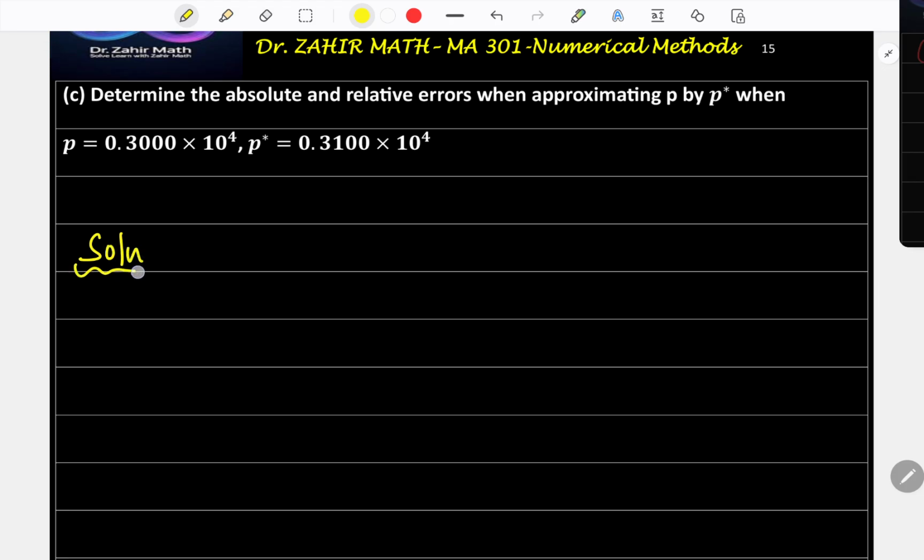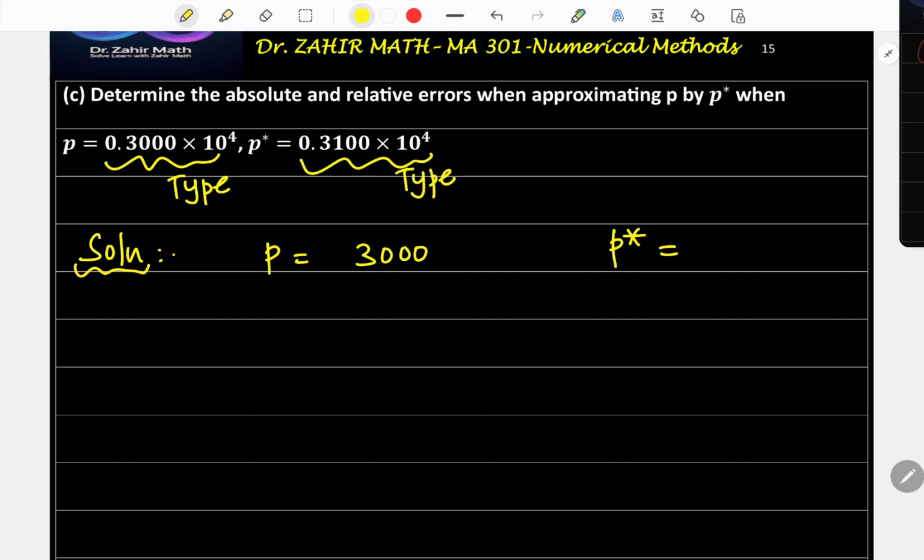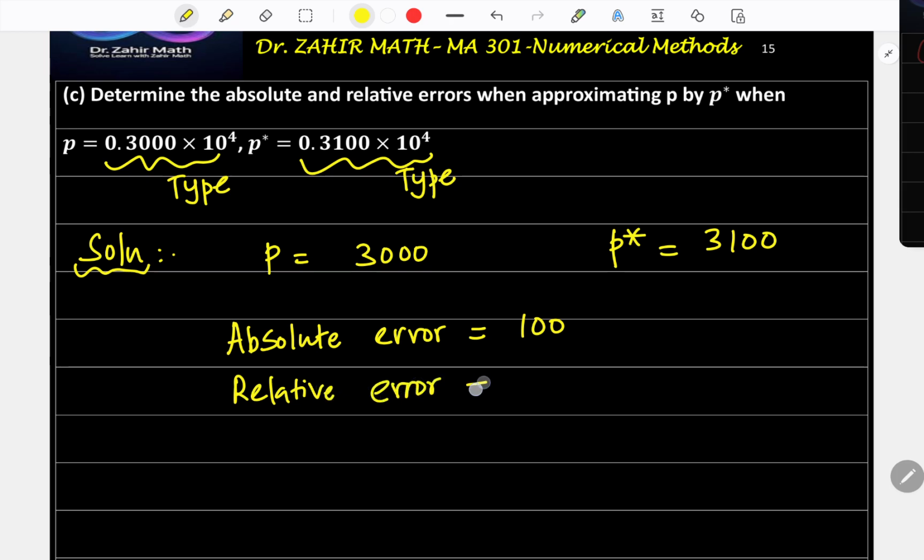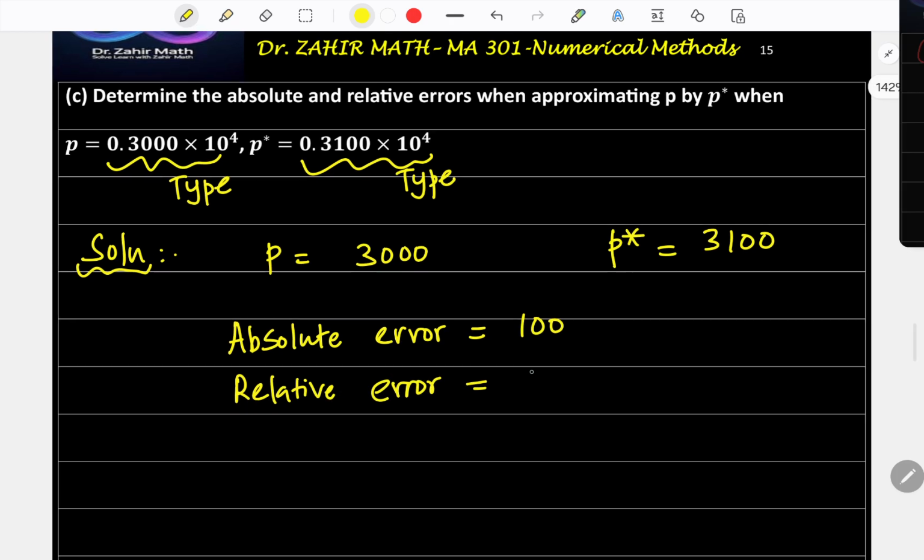Let's start. So let's do the solution, right? So again you type this in the calculator and get the correct value. Type this in the calculator, again get the correct value. So when I type in the calculator, my p is equal to 3000, and p star is equal to 3100. So my absolute error, I'm not going to write the formula now, I'm going to write directly, which is 100, very easy. And I'm going to write relative error also directly, without writing the formula. 100 divided by 3000, so this equals 3.33 percentage.